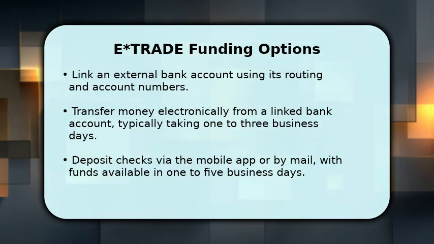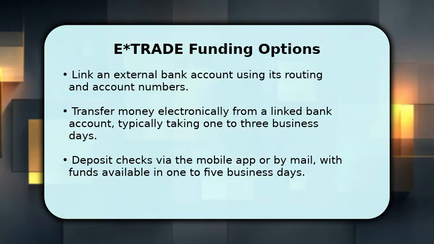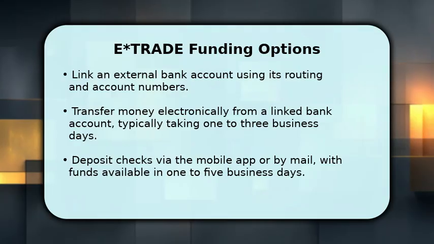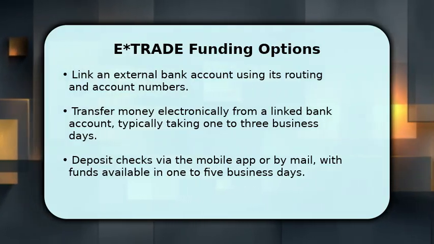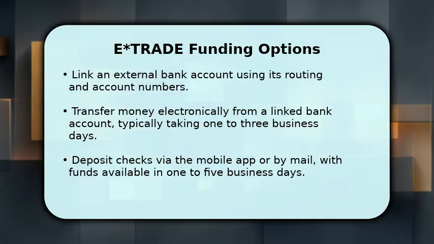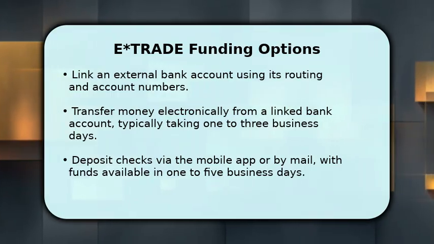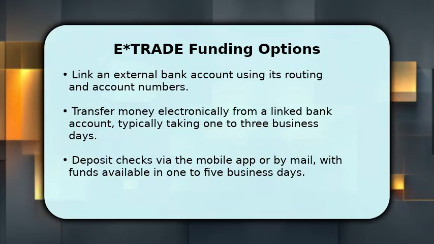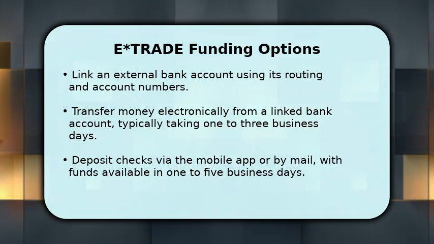Etrade offers several convenient ways to add funds. You can link an external bank account by providing its routing and account numbers. Once linked, electronic transfers, or ACH transfers, usually take 1 to 3 business days to process. Alternatively, you can deposit a check using the Etrade mobile app or by mailing it in, which typically makes funds available within 1 to 5 business days.